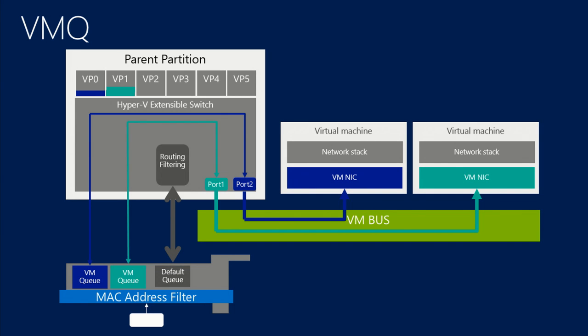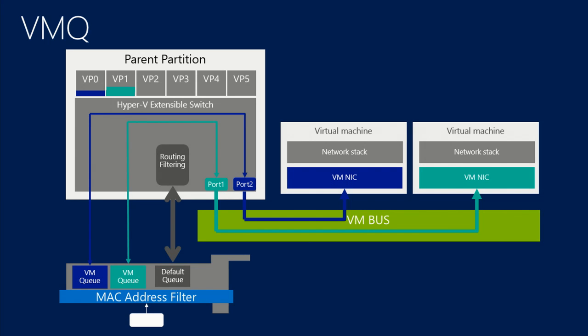VMQ also helps reduce latency in that we skip the routing and filtering. As a packet comes into a vSwitch, it has a VMQ ID, and from that ID, we know directly where to send it. So it helps decrease latency.